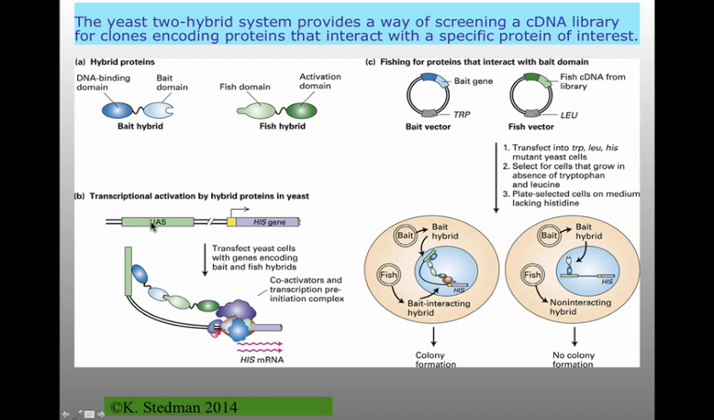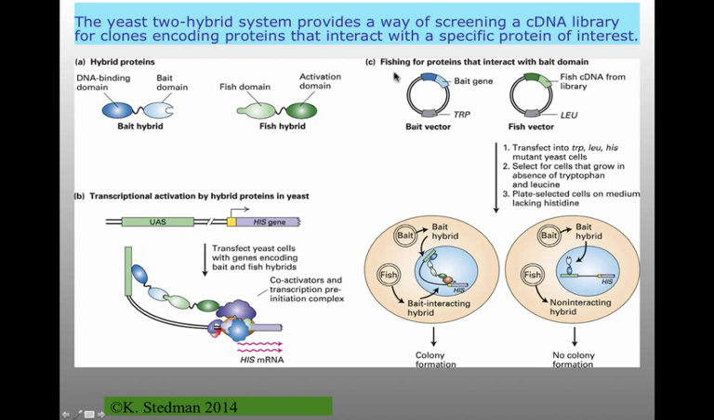So the idea here, eventually what you want to get, you've got an upstream activating sequence that's going to bind to your DNA binding domain, a reporter gene over here that's only going to be activated when you have interactions between DNA binding domain and activation domain. This will assemble the whole pre-initiation complex and do its thing. How do you have that happen?